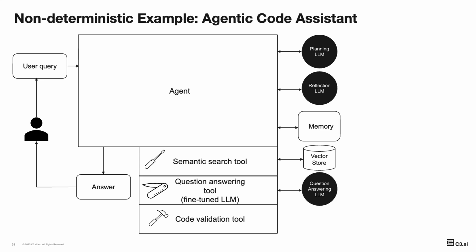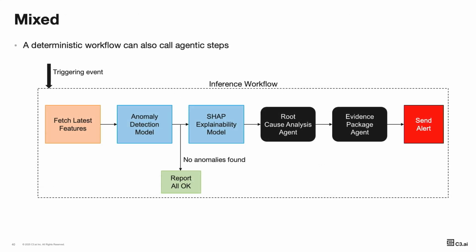So, same use case, but non-deterministic rather than deterministic. You can also mix non-deterministic and deterministic orchestration. So this is an example. Maybe I have an anomaly detection application as part of asset management. There's a workflow that I have that's deterministic. The first step is there's some triggering event. I'm going to fetch the latest features. I'm going to call an anomaly detection model. And if there are no anomalies detected, I stop there. Otherwise, I will call an explainability model and determine feature importance.